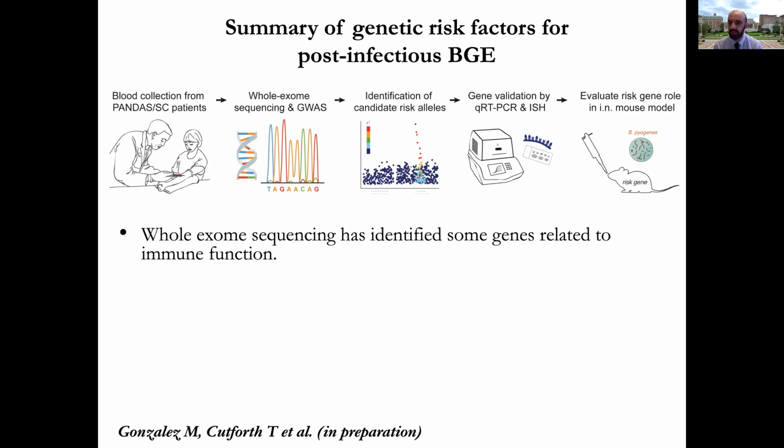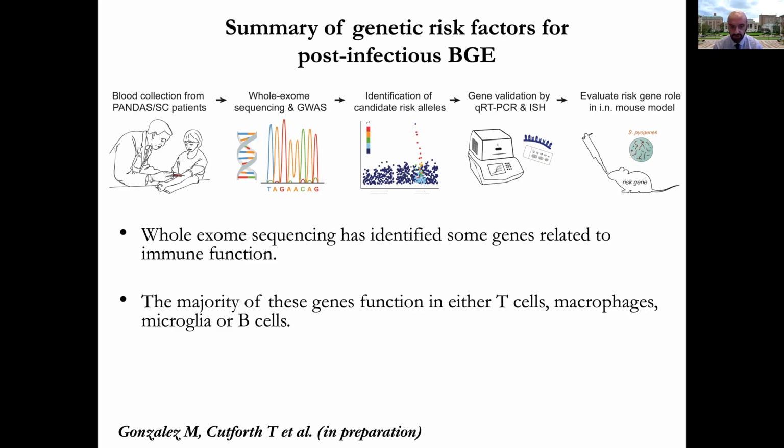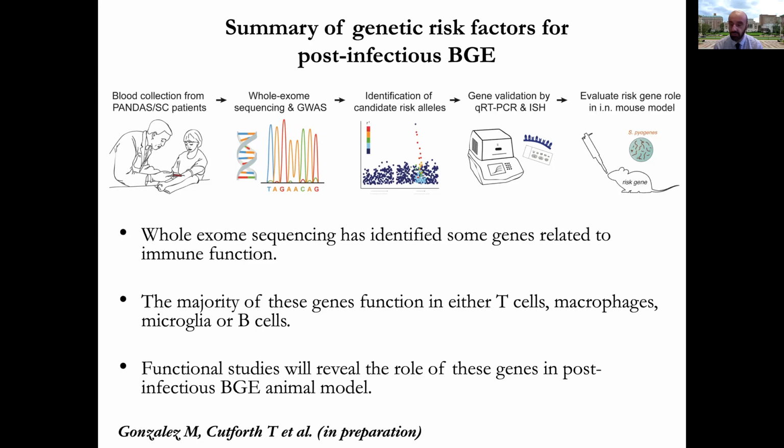And so in an unbiased manner, what we really have uncovered is that indeed PANDAS and PANS is an immune disease. Basically, a lot of the genes associated that cause disease are genes that function in the immune system. And indeed, the majority of these genes function in either T cells, macrophages, microglia, or B cells. And I don't think that we can question based on these preliminary genetic studies. Obviously, we need to increase the numbers. And of course, we're very intrigued about functional studies to really address the role of these genes in our disease.